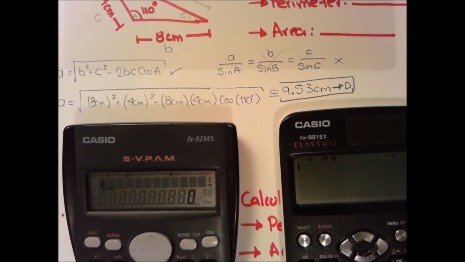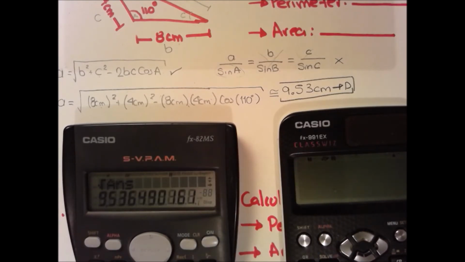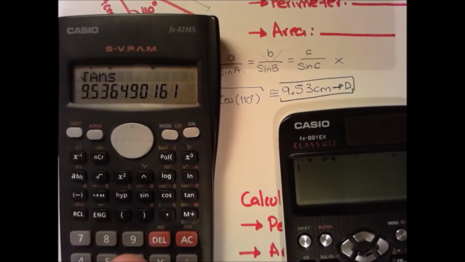Use parentheses 8 squared plus parentheses 4 squared minus parentheses 8 parentheses 4 cosine of parentheses 110 close parentheses equal, and then apply the square root to the answer, and you will have the same result. Okay, so be careful. And here the same thing.